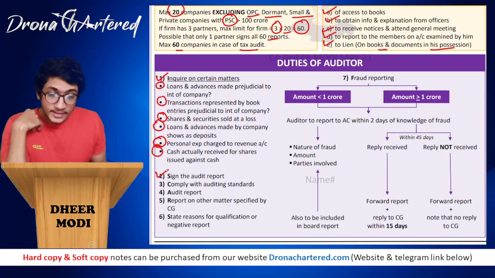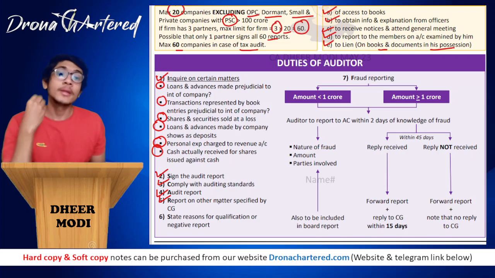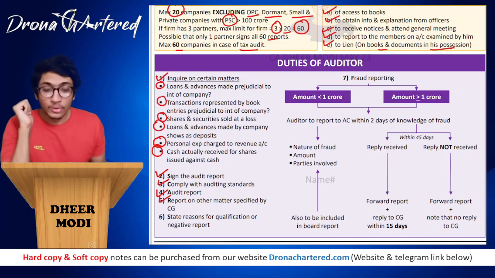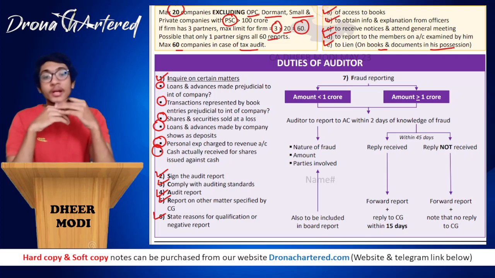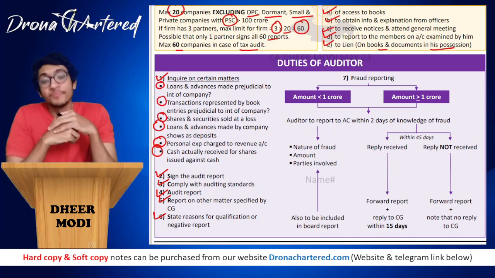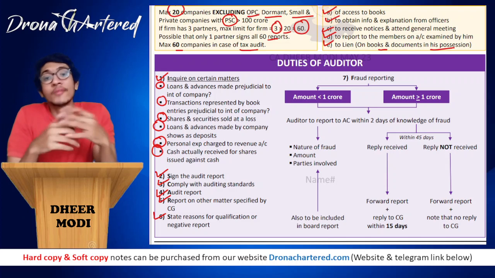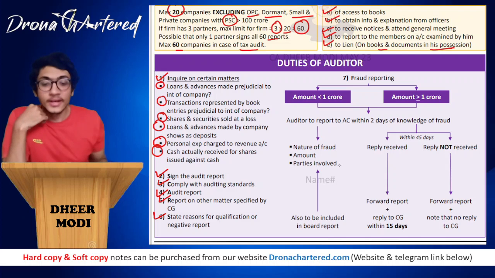Other duties are to sign the audit report, and comply with, of course, your auditing standards. He has to make an audit report on matters specified by CG. If CG has specified any matter, that also he has to report, and state reason for qualification or negative report. That means if you are giving a negative report, you also have to give reasons as to why you are giving a negative report. And last is your fraud reporting.